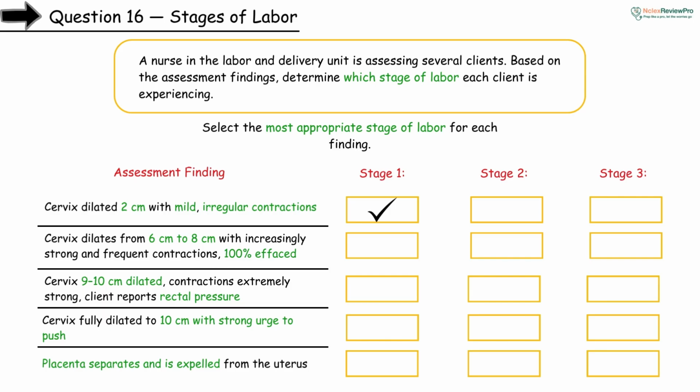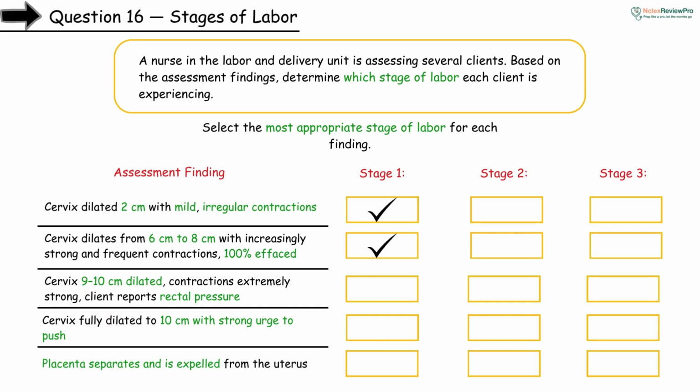Cervix dilates from 6 centimeters to 8 centimeters with increasingly strong and frequent contractions, 100% effaced. This is still stage 1, specifically the active phase. At this point, contractions become stronger, more regular, and dilation progresses more rapidly.